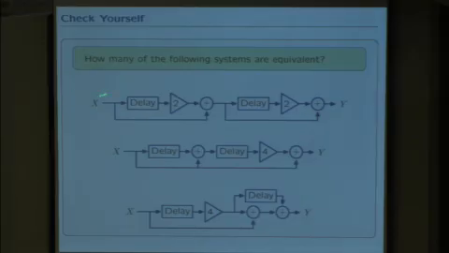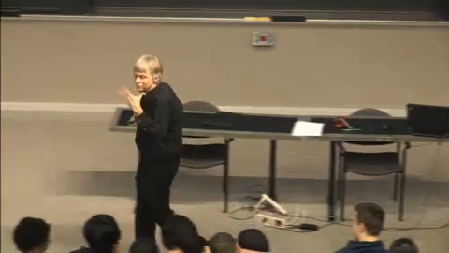This one has a straight through path. No delay. Coefficient is 1. This one has a straight through path. Coefficient is 1. This one has a straight through path. Coefficient is 1. So all 3 systems have the same maximum delay path. They all have the same minimum delay path. We only have one in the middle yet.